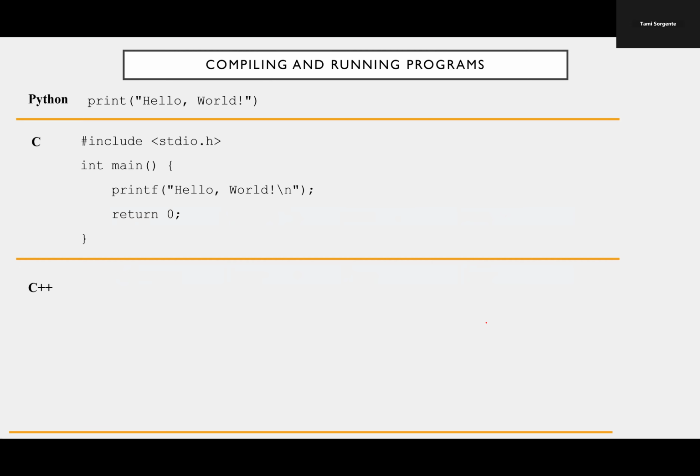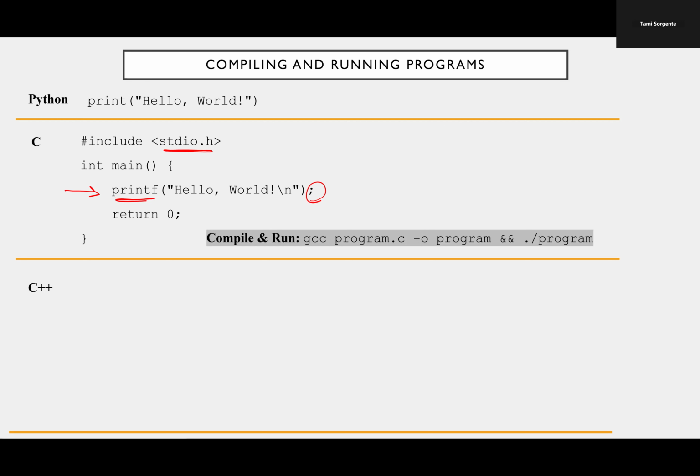In C, you need to have a main function. In order to print onto the screen, you use a function printf. Printf is in this library right here. All statements end with a semicolon, and very, very importantly, you need to have a main function that tells where to start execution. C++ is the same.